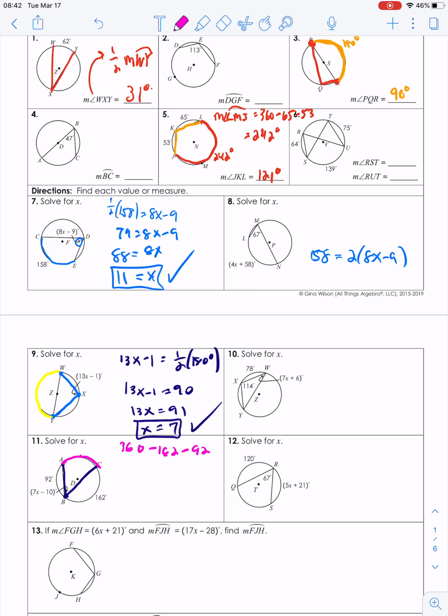So we get this arc to be 160 degrees. So if that arc's 160 degrees, we know the inscribed angle is going to be half of that, 80. So 7x minus 10 equals 53.